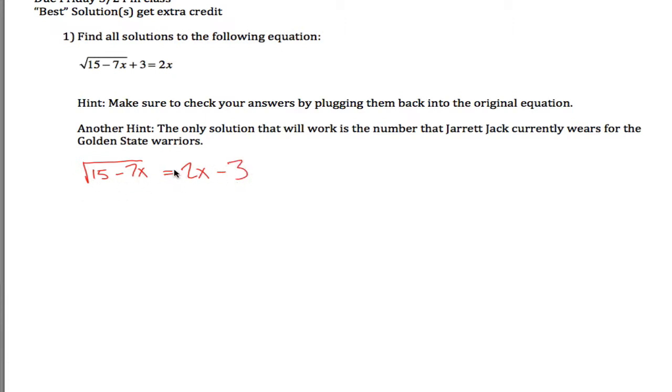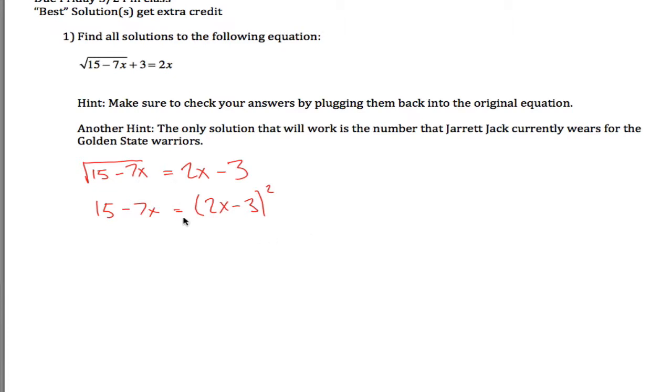And the advantage of this form is now I've isolated the square root. So I can get rid of the square root if I just square both sides of the equation. If I square both sides of the equation, what I would get is this mess. Again, my goal is to solve for x.